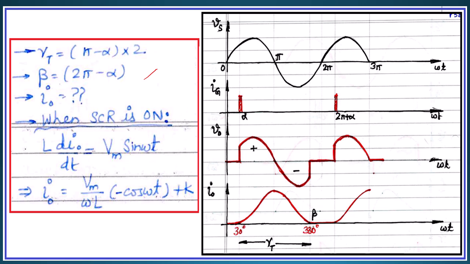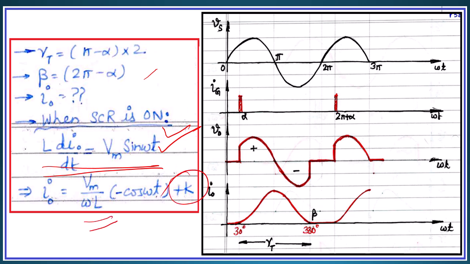Now we have to calculate the value of load current. For finding the load current, what shall we do? We shall use KVL. If you see the circuit diagram and apply KVL, it says L d/dt of i naught is equal to Vm sin omega t. So this gives me the value of i naught, which is equal to Vm upon omega L into minus cos omega t plus k, where k is a constant.